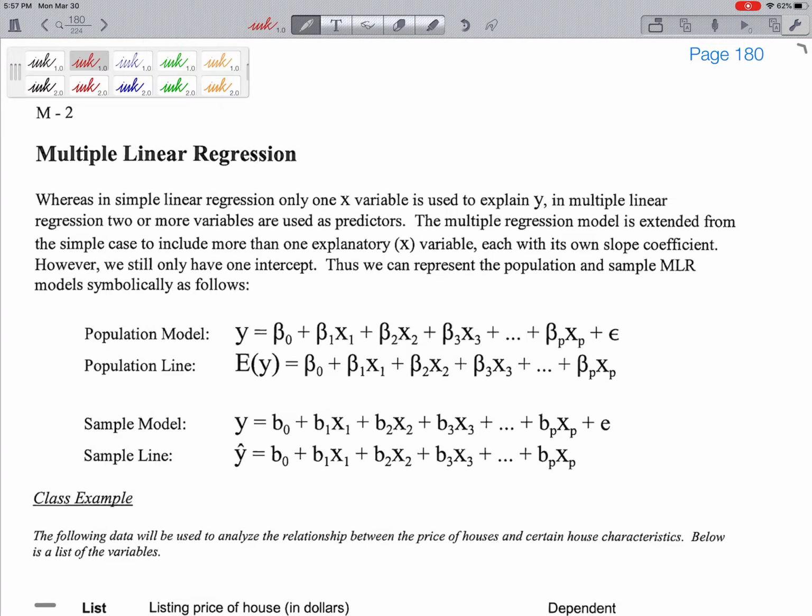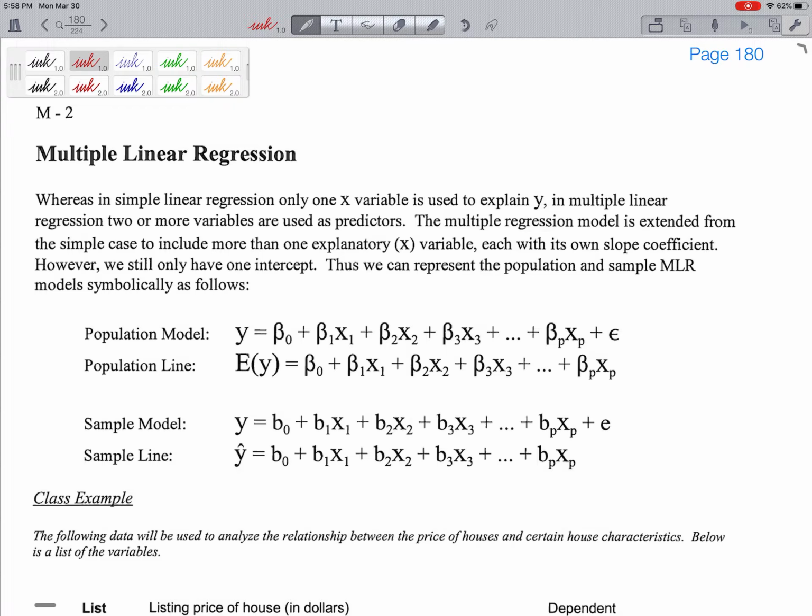So multiple linear regression: whereas in simple linear regression there's only one x variable used to explain y, in multiple linear regression we've got two or more variables that are used as predictors. Remember, we're not talking about observations here. We're talking about whole columns of numbers on an Excel spreadsheet. Think of it that way.